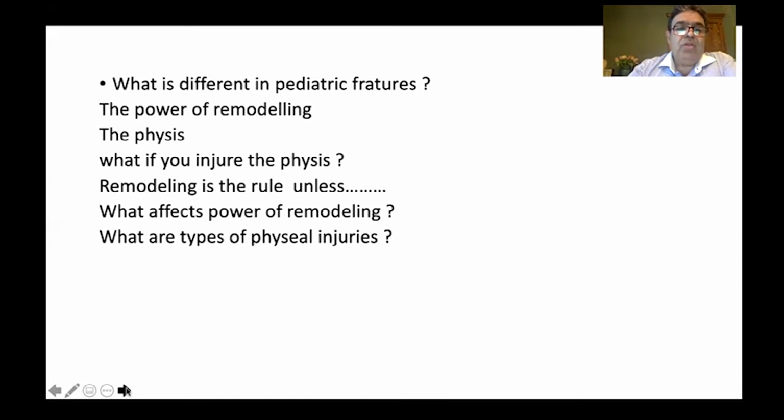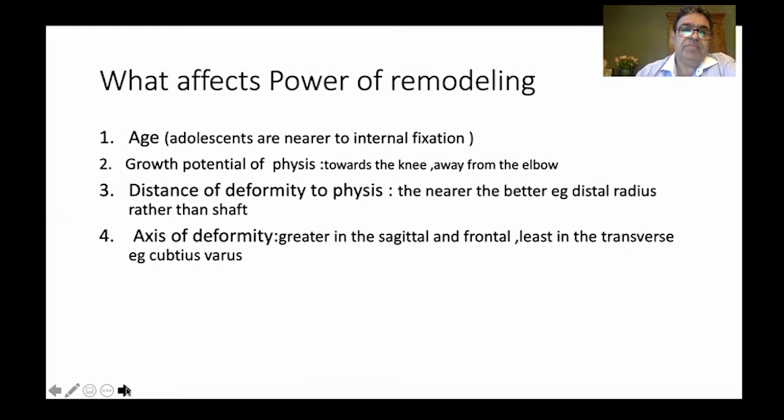Second, we should know what affects the power of remodeling and what types of physeal injuries we are going to talk about today. The power of remodeling, as I said, means that if we have a malunited fracture, in the upcoming years it is supposed that this fracture may remodel to an anatomical position and the deformity is resolved. The main factor that determines the capability of remodeling is the age of the child.